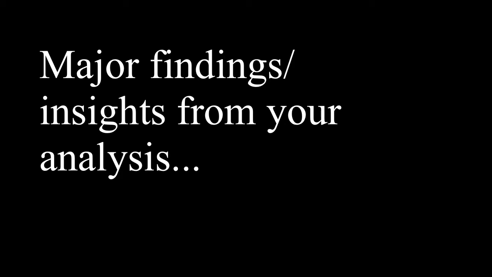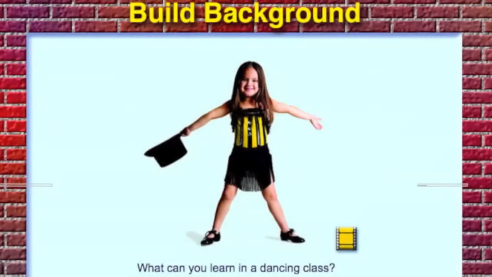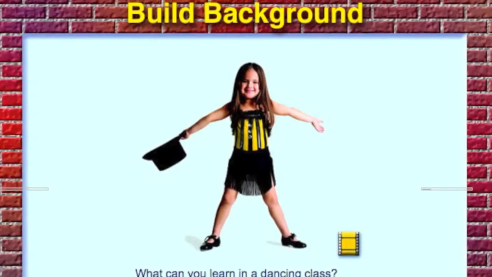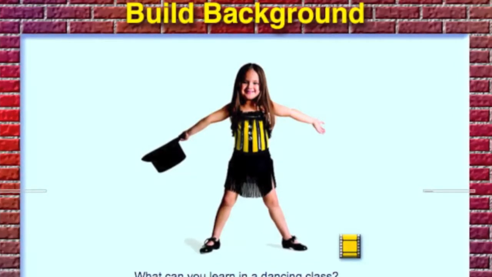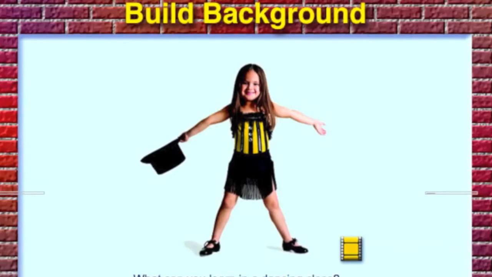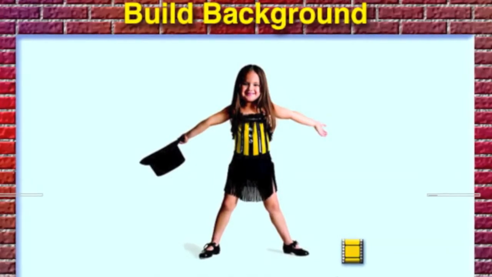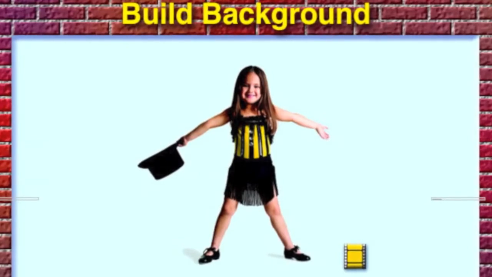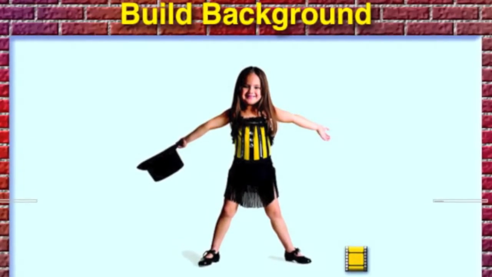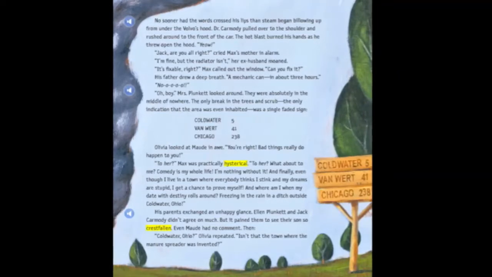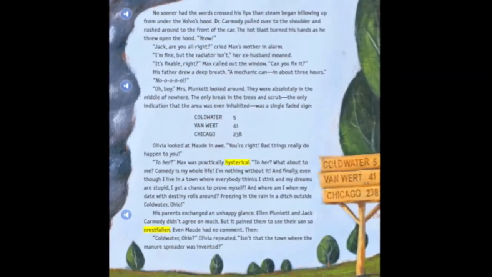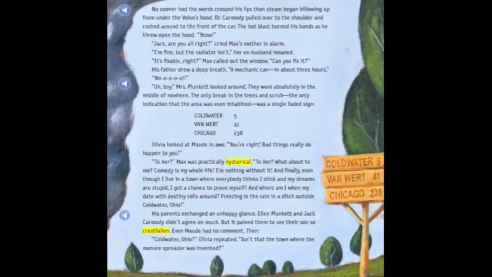Major findings/insights from your analysis. One aspect of the program that really stood out to me was that it has sections called building background. For example, in a 1st grade story, it's a story about children learning how to tap dance. As you read the story, there were some words that were highlighted, which were those high frequency words, which was neat because it made them stand out.